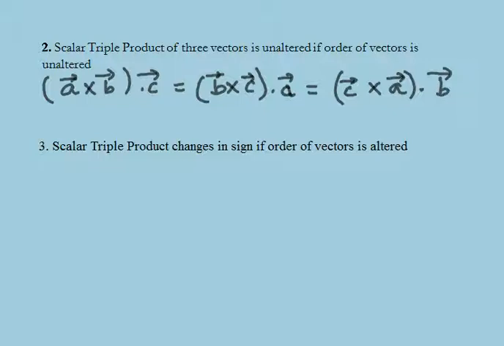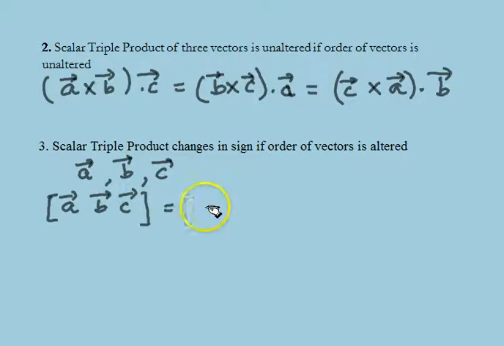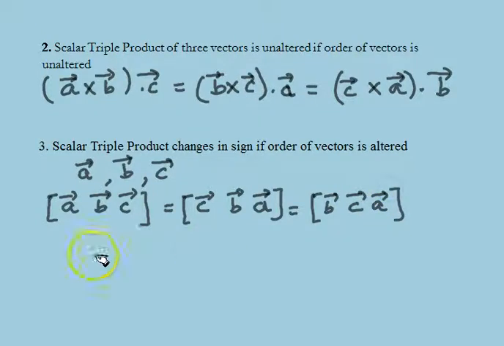Next we have that the scalar triplet product changes in sign but not in magnitude when the cyclic order is changed. That is, if we have three vectors, let's say vector A, vector B and vector C, then the scalar triplet product of vector A, B and C is equal to the scalar triplet product of vector C, B and A, and this is equal to the scalar triplet product of vector B, C and A. This means that the magnitude of the three vectors remains unchanged even if we change the order of the vectors.